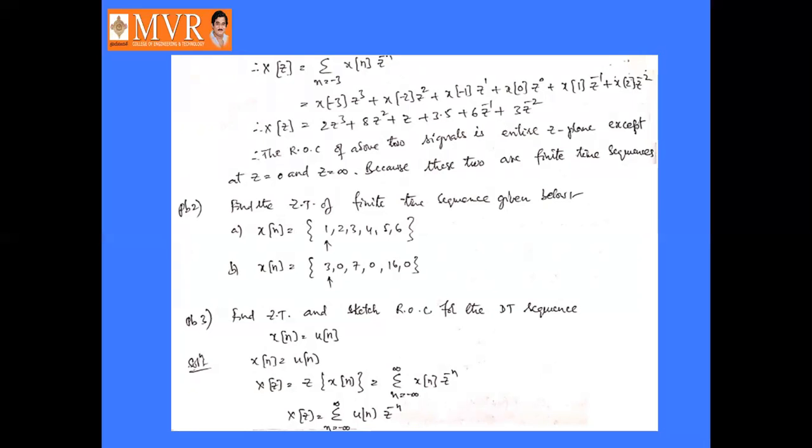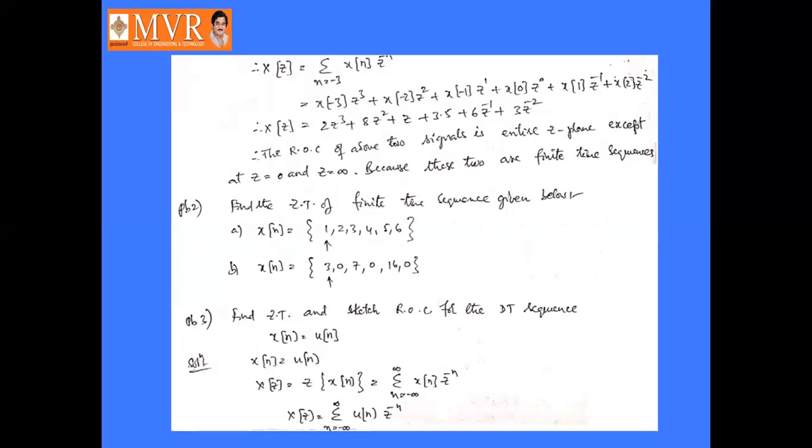Okay. In the same manner, we can find the Z transform of the finite-term sequences given as X of n equal to the set 1, 2, 3, 4, 5, 6, and the second is X of n equal to 3, 0, 7, 0, 16, 0. Here X of 0 is 1, X of 1 is 2, X of 2 is 3, X of 3 is 4, X of 4 is 5, and X of 5 is 6. In the same manner, in the second sequence also, X of 0 is 3, X of 1 is 0, X of 2 is 7, X of 3 is 0, X of 4 is 16, and X of 5 is 0. Okay, so it is varying from 0 to 5.